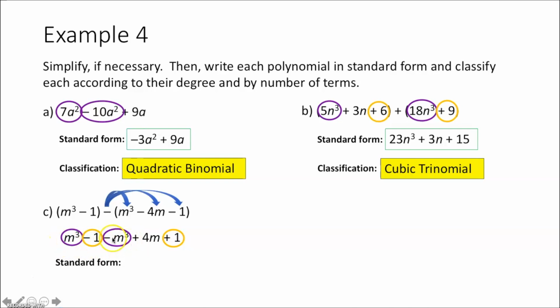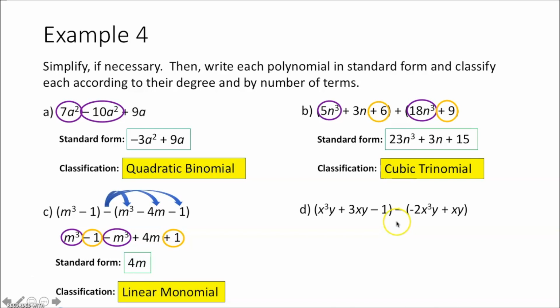What's 1m cubed minus 1m cubed? Well, those cancel each other out, right? What about -1 plus 1? Those also cancel each other out. So we're just left with 4m. So then, how do I classify this? Well, it's degree 1 because it's m to the first power. And then it's just one term. So it's a linear monomial.